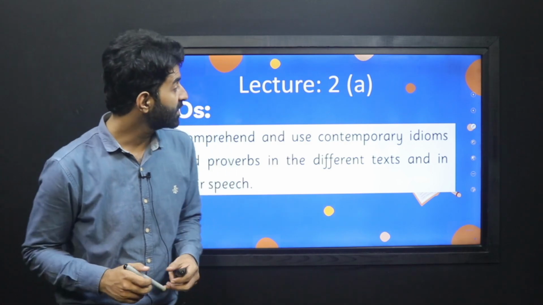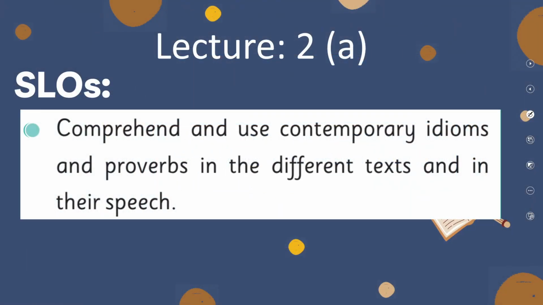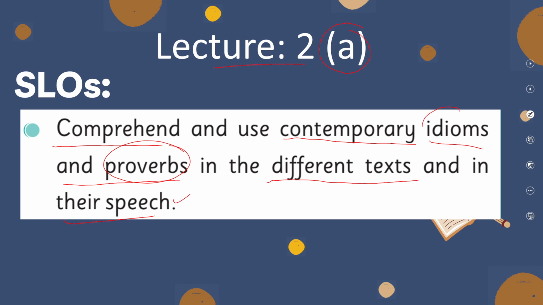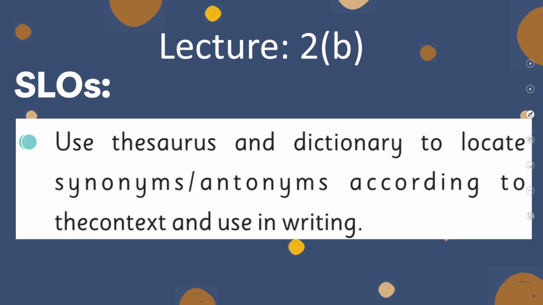Moving on to the next lecture, lecture number 2, which is divided into different parts. For 2A, we are going to comprehend and use contemporary idioms and proverbs in different texts and in our speech. So idioms and proverbs are our main focus, and the next lecture is about using a thesaurus and dictionary to locate synonyms or antonyms according to the context and use them in writing.